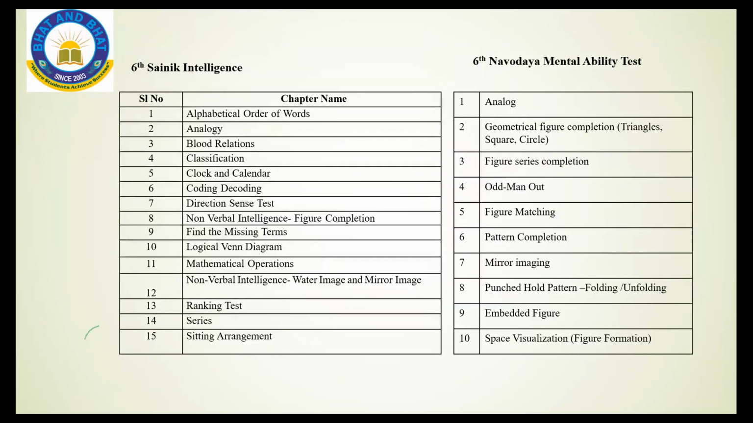Intelligence and the difference between intelligence and mental ability. I already explained in the previous slide, intelligence is full and full of verbal reasoning, whereas mental ability is full and full of non-verbal reasoning. Verbal reasoning comes under blood relations, classification, clocks and calendars, whereas mental ability is like analogy, odd man out, picture matching, pattern completion, everything they will ask in a picture-based method.